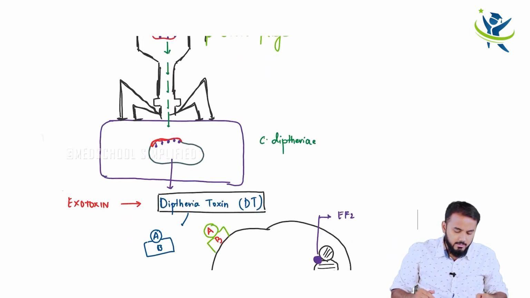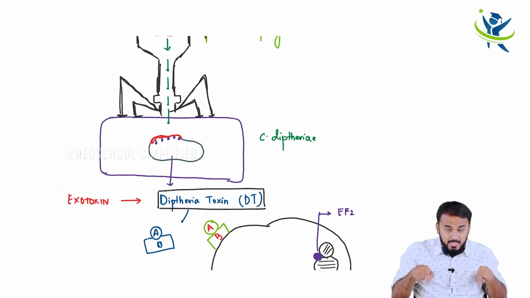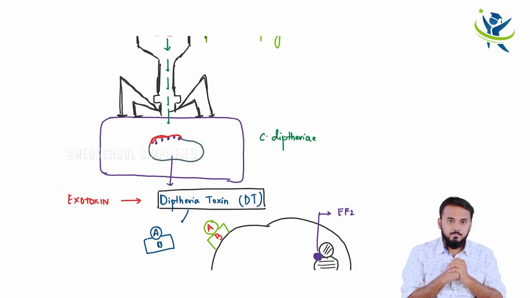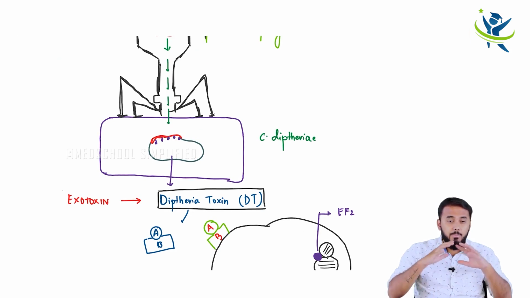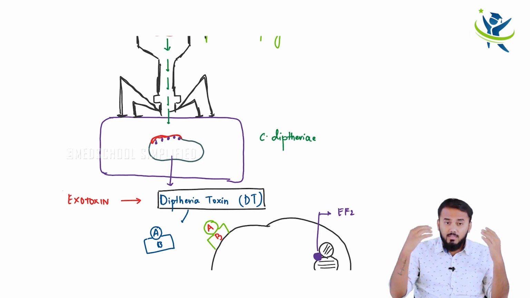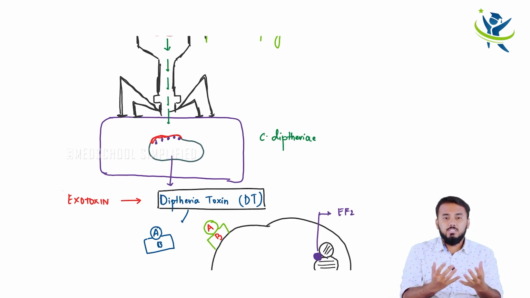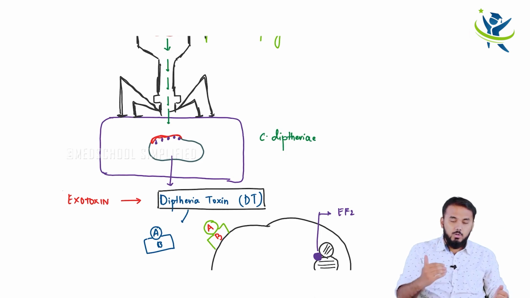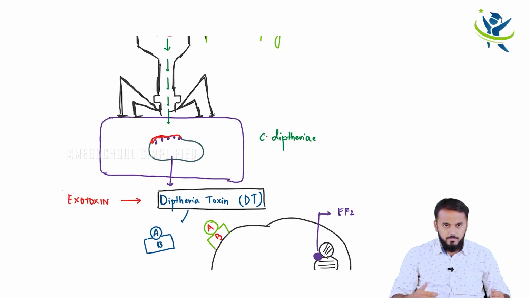Once it enters into the bacteria, it will attach with the bacterial genetic material. And what will happen? It will brainwash the bacterial genetic material, or stimulate it in such a way that it will code for a toxin called diphtheria toxin. This is how Corynebacterium diphtheriae releases diphtheria toxin, and this diphtheria toxin is an exotoxin.